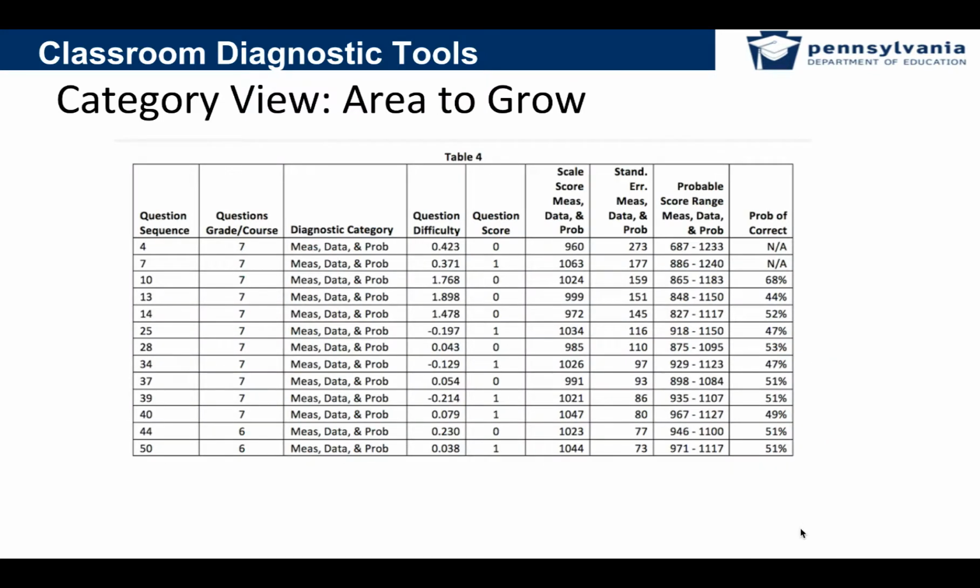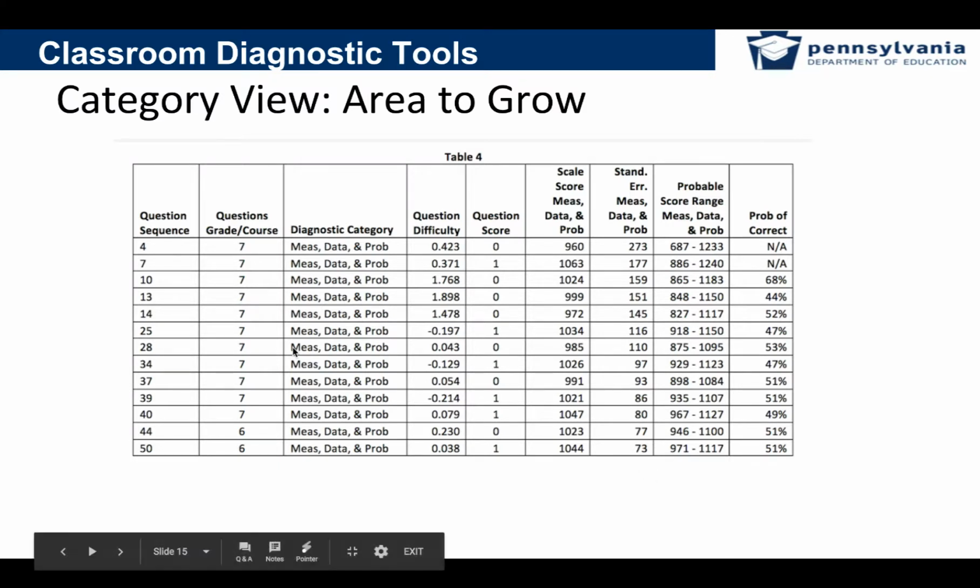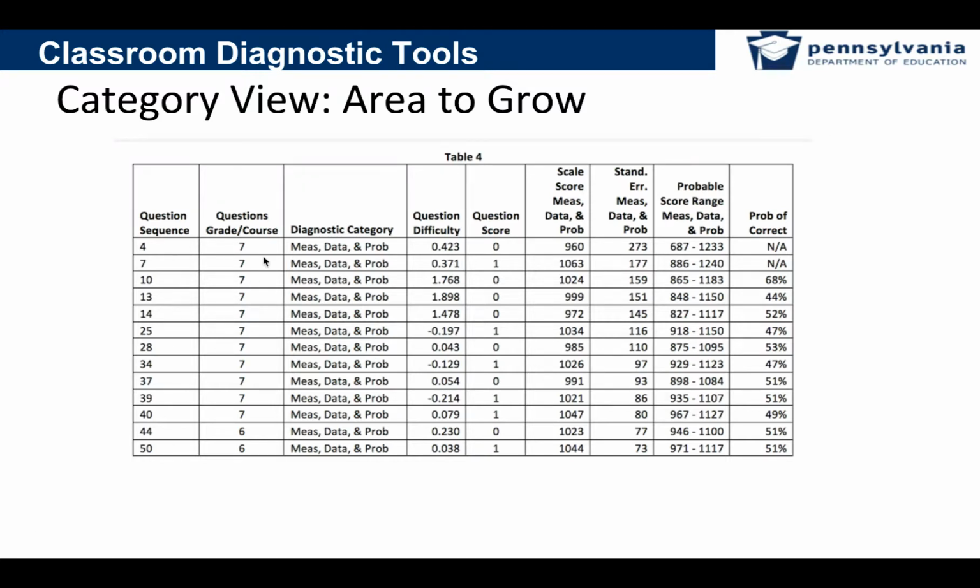This view is of a category that is an area to grow for the student. Measurement, data, and probability was not a strength for the student. You can see again on the left the questions that fall into that category. The second column shows the student was answering questions at the 7th grade and 6th grade level. And let's dig a little deeper here.